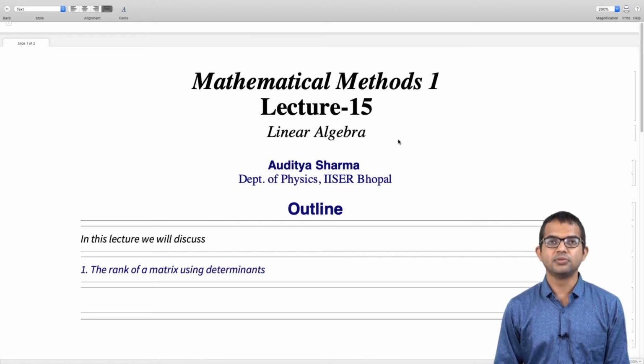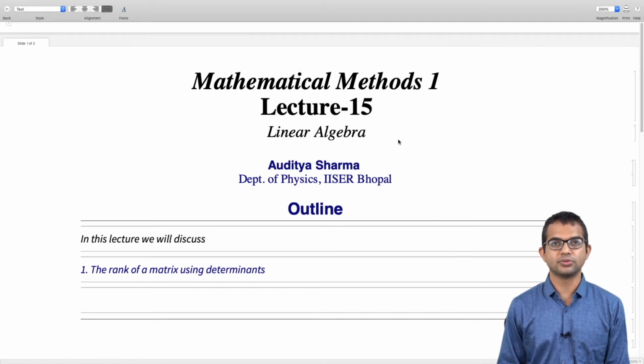So in this lecture, we will see how it's possible to work out the rank of an arbitrary matrix, square or rectangular, doesn't matter, using determinants. We have already seen how one can get the rank of a matrix using row reduction, but it's also possible to evaluate this using determinants of certain submatrices. So that's the subject of this lecture.